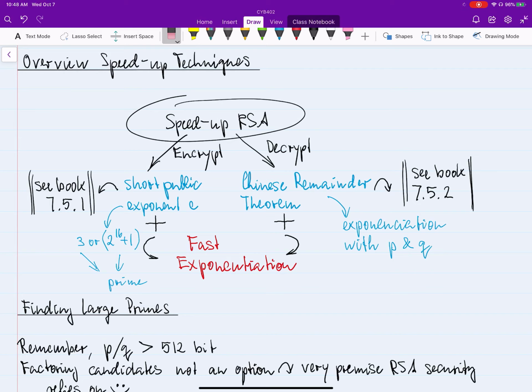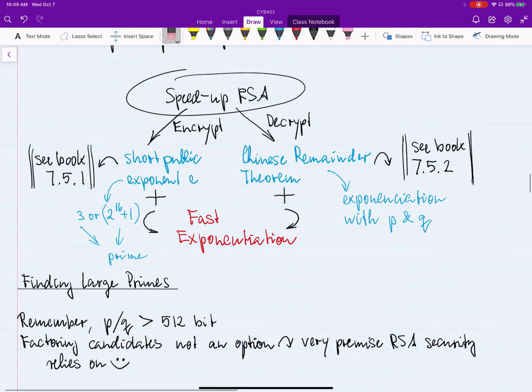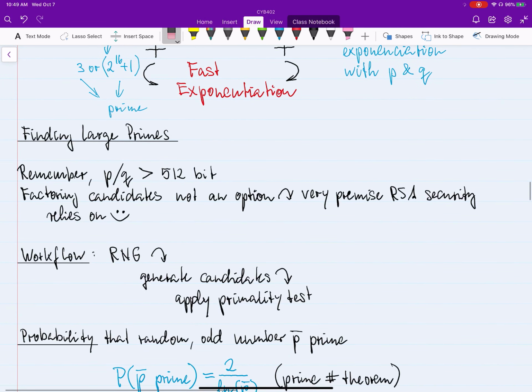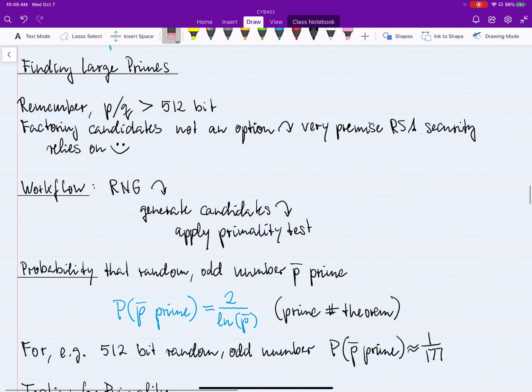So, in other words, we need some form of fast exponentiation, which is important on both sides, both on the encryption and the decryption side. Okay, so we're going to talk about that. Before we talk about that, let's first cover how to find large primes.